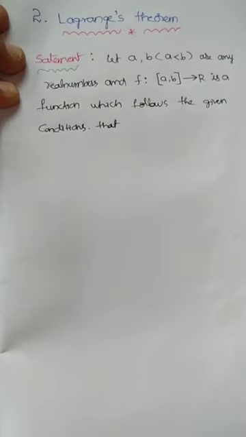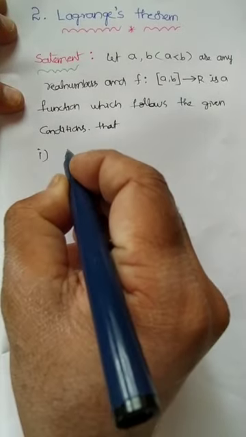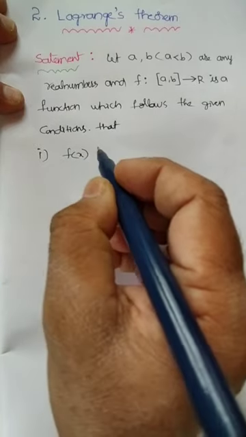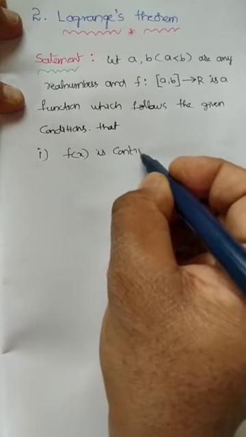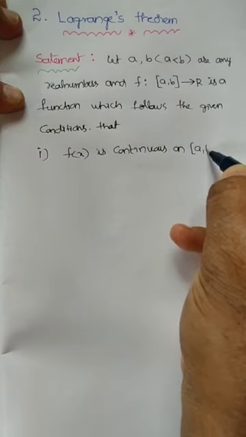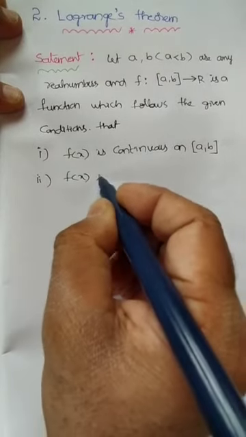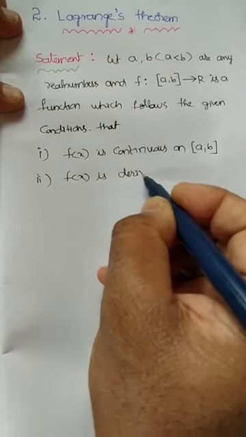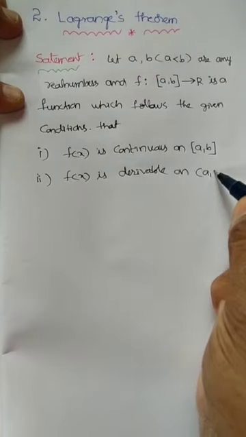Here also we will see three conditions. Two of the conditions are similar to Rolle's theorem. The first condition: f of x, the given function, is continuous on the closed interval a comma b, and the second condition: f of x is derivable on the open interval a comma b.